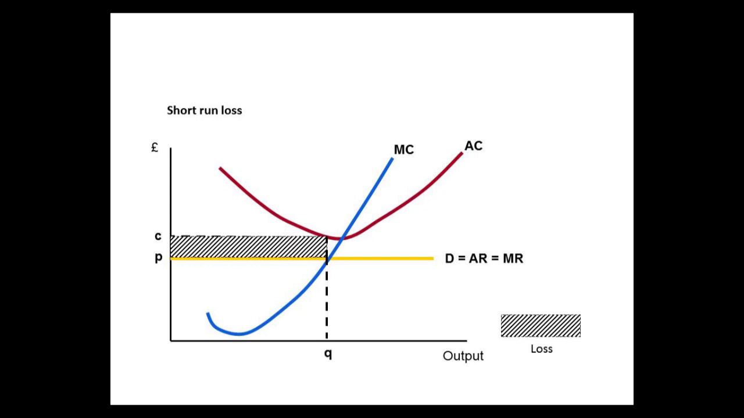Therefore, when we say we're profit maximizing, what we're really doing is minimizing our loss. This is the point at which we make the lowest possible loss. So in the short run, a business under perfect competition can make a supernormal profit, or it can make a loss. What we'll see in the next video is that in the long run, neither of those things are possible.